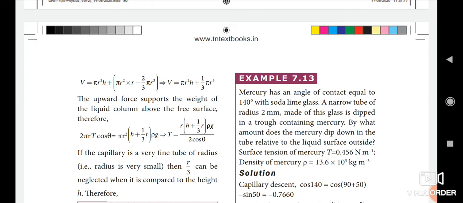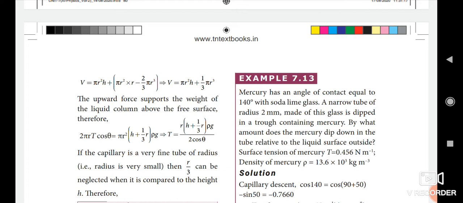Here the upward force only supports the weight of the liquid column at the free surface. Therefore 2 pi r T cos theta, which is the upward force value, is equal to V rho g. Rho means the density of water and g is the acceleration due to gravity. Next we have to find the T value. So T is equal to pi r square.